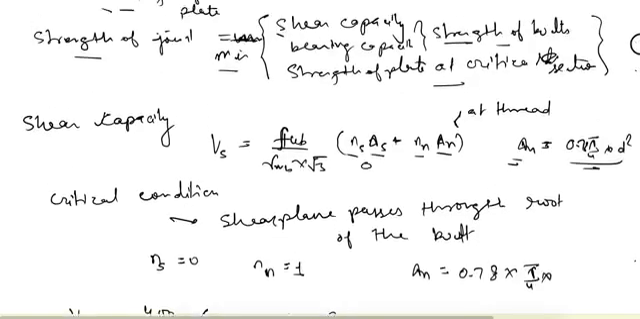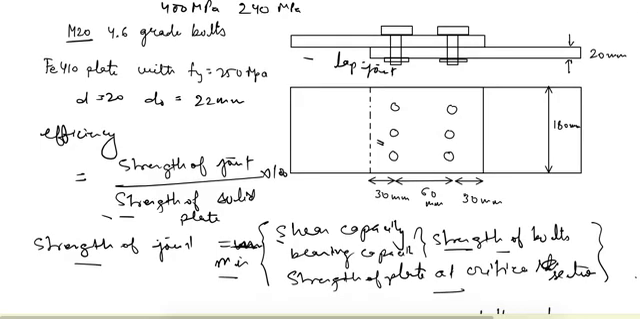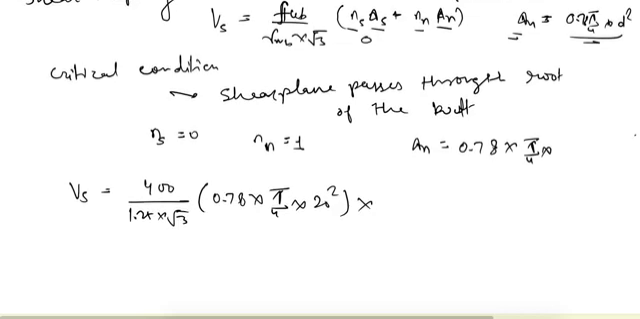Now we have to see how many bolts are there. We can see that 6 bolts are there, so we will multiply it by 6. It means that all the 6 shear planes have to fail, then only these two plates will get apart. That's why we are using the shear strength of 6 bolts. So multiplying it by 6, we get the shear capacity as 271.63 kilonewton.